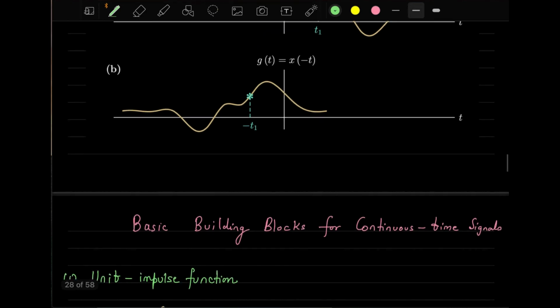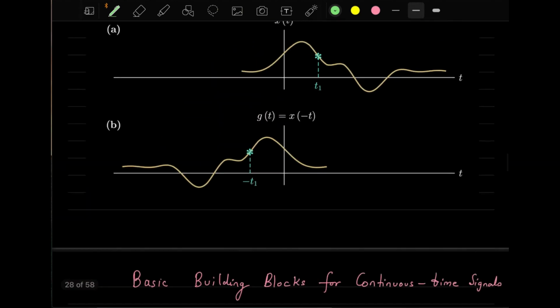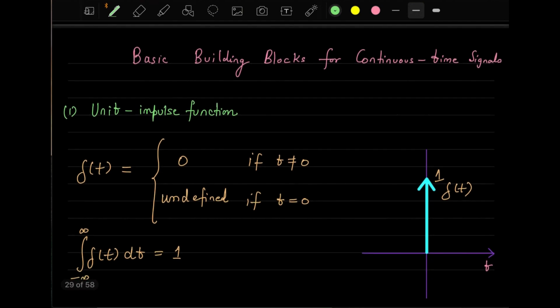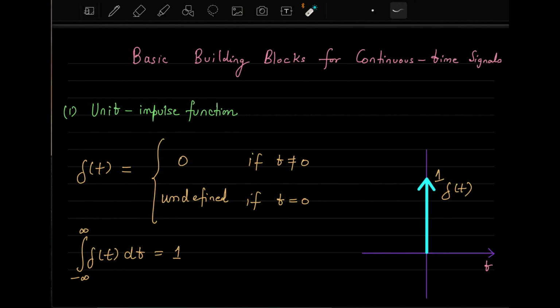Okay, so the basic building blocks that we will be discussing in continuous time signals are the following. These are called basic building blocks because some way or the other they will be used every time in continuous time signals, and most of the complex signals or the theory that you will build up will be on these basic functions that we will be discussing now. The first one in this category is very important. It's the unit impulse function. This is a very basic and fundamental function that you will see quite frequently in this course.